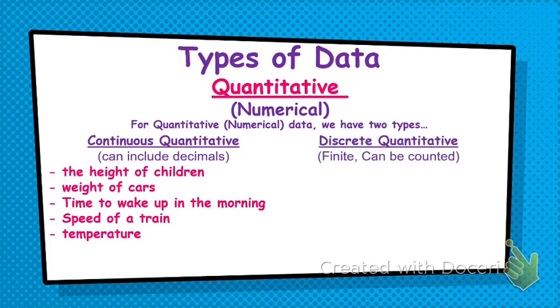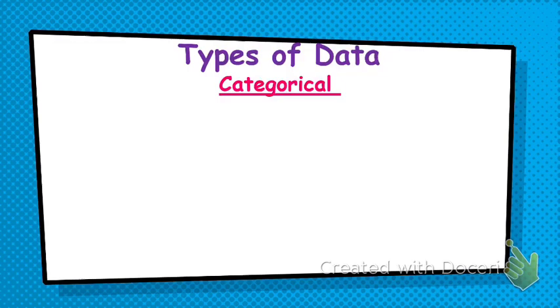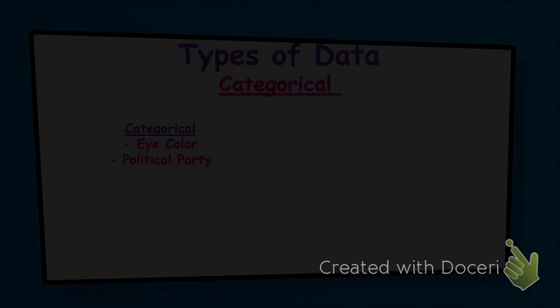Discrete quantitative is also numerical, but think about this as, can you count that thing? These are things that can be counted, like the number of children in a house, for instance, the number of languages spoken, the number of students sleeping in my class. So that was quantitative. Then we also have categorical. So categorical will be things such as eye color, political party, things to that nature.